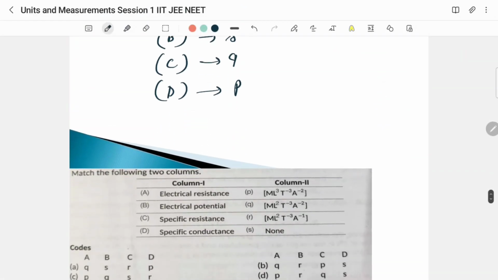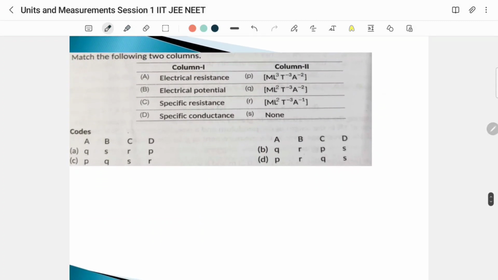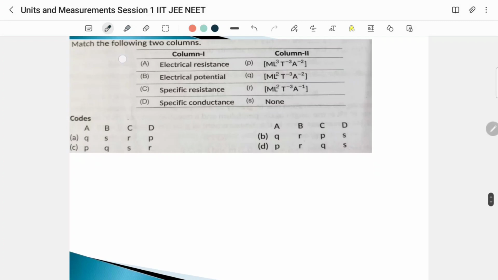Moving on to the next problem. This is also a match the two columns problem. They want us to match our column 1 with the dimensions provided in column 2. As I have already told you, whenever you solve this kind of problem, always use this method. Let us solve for option 1 first, which is electrical resistance. We have already deduced it, I think, in our previous session.